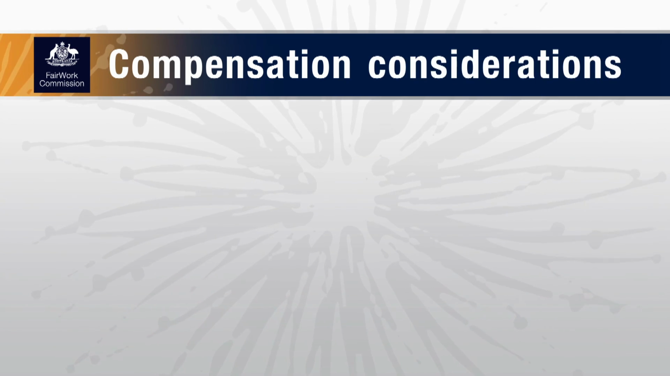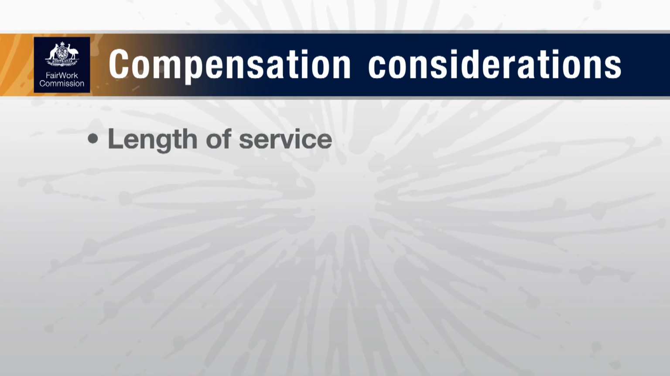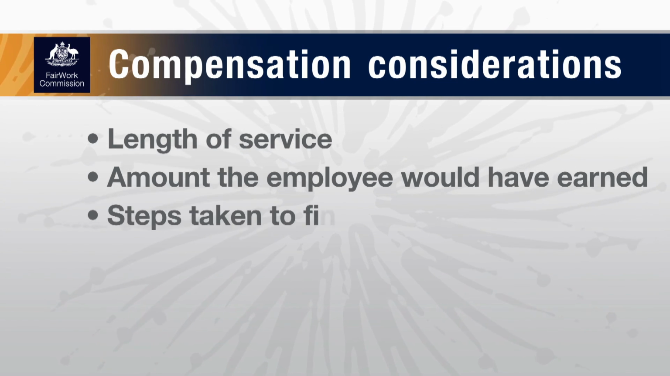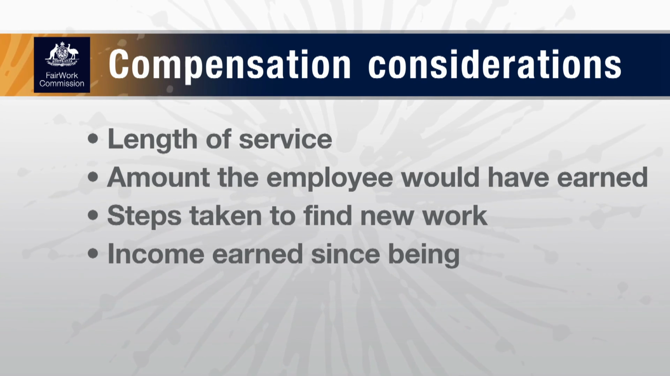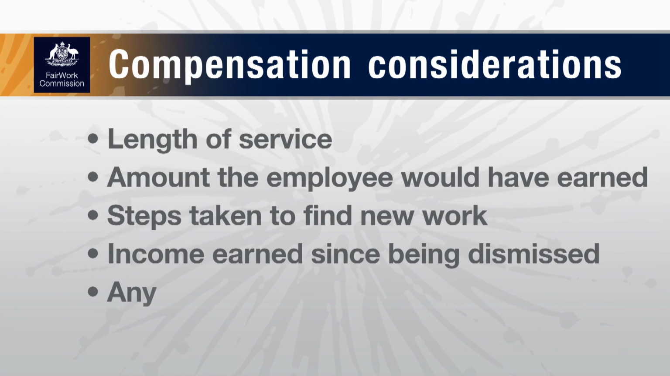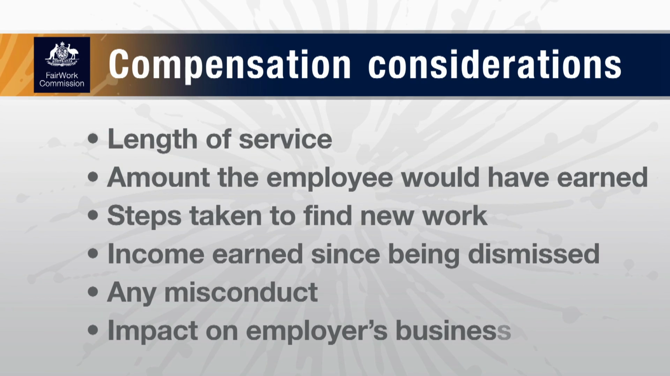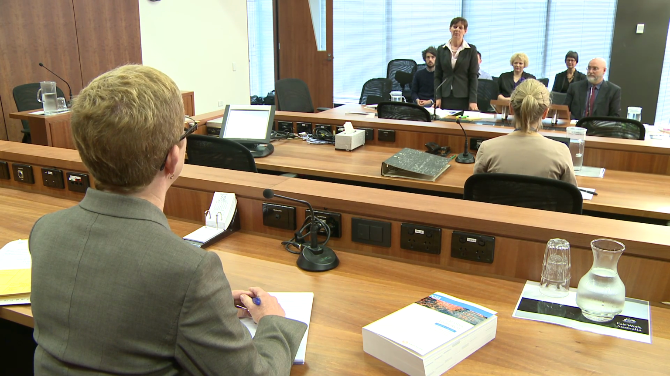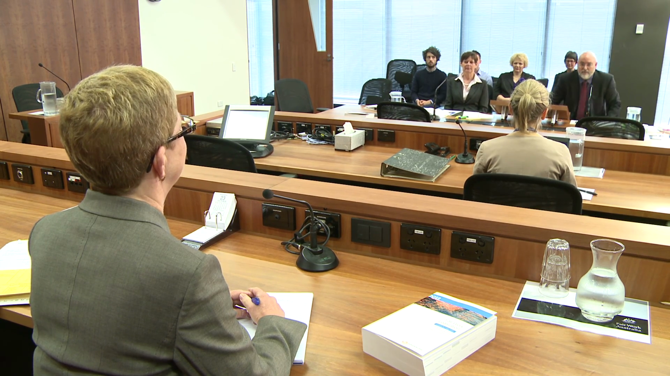For each and every case, the Commission must take into account the length of service, the amount the employee would have earned had they not been dismissed, what steps the employee has taken to find new work, how much income the employee has earned since being dismissed, whether any misconduct was involved, and the impact of compensation on the employer's business. There is a link to information about outcomes under the Dismissals tab on our website. There are also a number of fact sheets and guides about conferences and hearings that can help you if you still have questions about these processes.